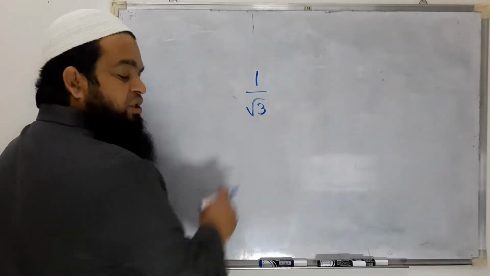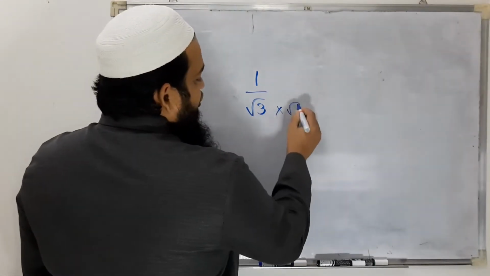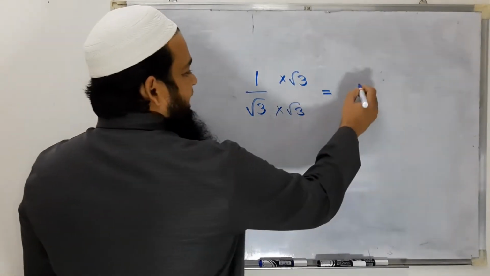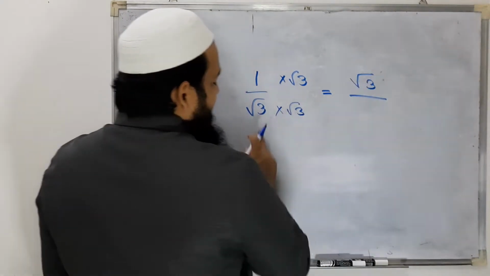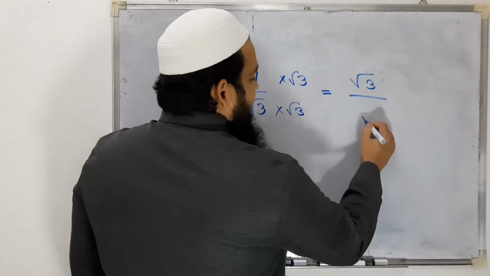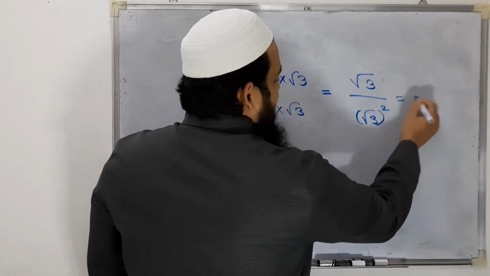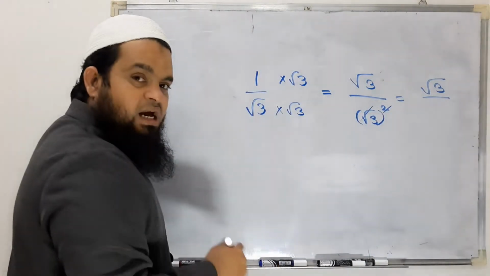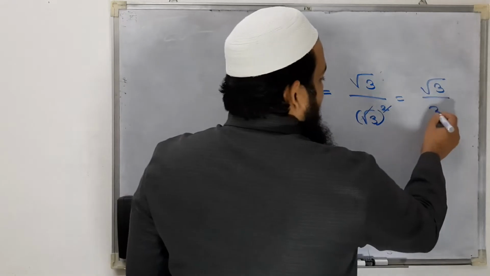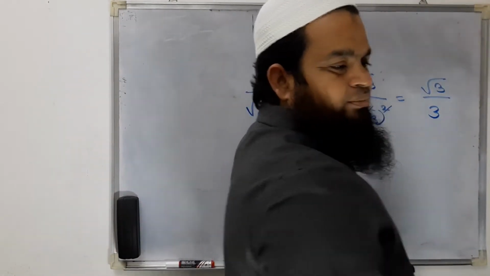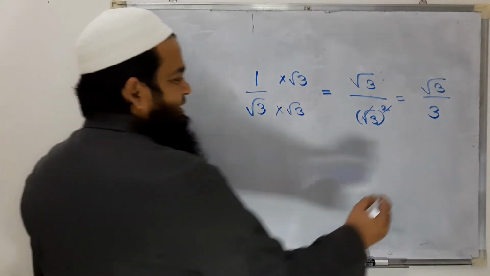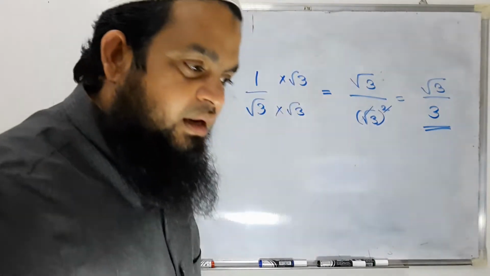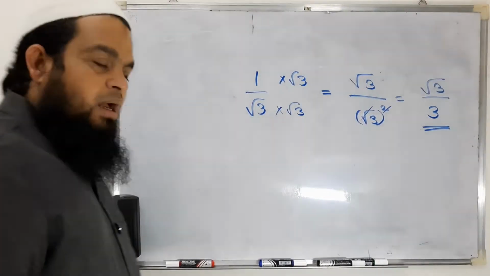So how can we change it? We can multiply by root 3 in the numerator as well as the denominator. When we multiply, it becomes root 3 by, what is root 3 times root 3? Root 3 whole square. The square and the square root get cancelled as they are reverse operations. So it is 3. Understood? This is what we studied as rationalizing the denominator. Understood everybody? I hope.